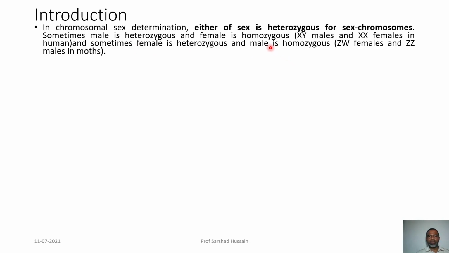We have seen this condition in which male was heterozygous in human beings, where male was having two different types of sex chromosomes, X and Y, whereas females were having two of the same type of sex chromosomes, called X and X. Whereas in case of certain moths, it is the homozygous male and the heterozygous female, designated by ZW and ZZ.